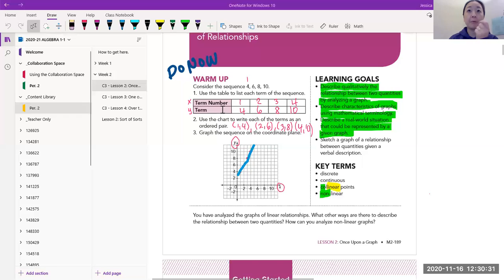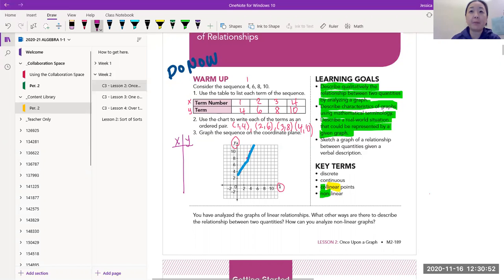One thing to note, remember the first one, term number, that's our X. Our term is our Y. So normally the one on top is our X, the one on the bottom is our Y. Or if you're going to do a chart this way, this would be our X and this is our Y, alphabetical order, right, top to bottom or left to right.